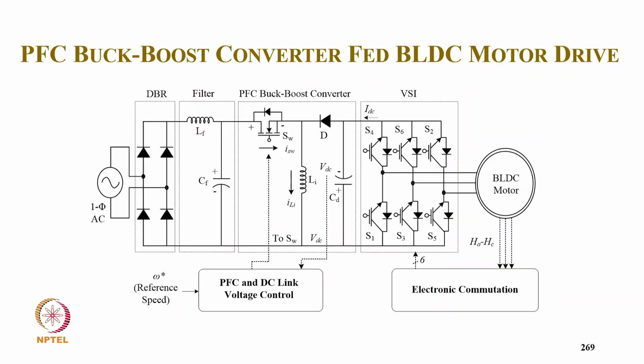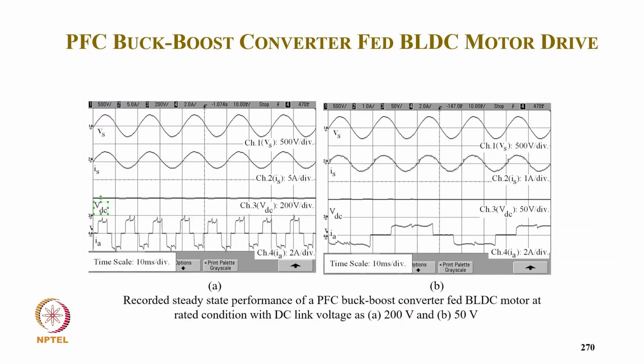So this is another converter. If we talk about the PFC buck boost converter, here we control the DC link voltage and avoid the input voltage and input current sensing. We have a reference speed that is calibrated corresponding to the DC link voltage, and we have only the Hall effect signal for electronic commutation. So compared to the boost converter, we are able to reduce the number of sensors: input voltage, input current, and the current sensor for the motor. And these are implemented. These are experimental waveforms.